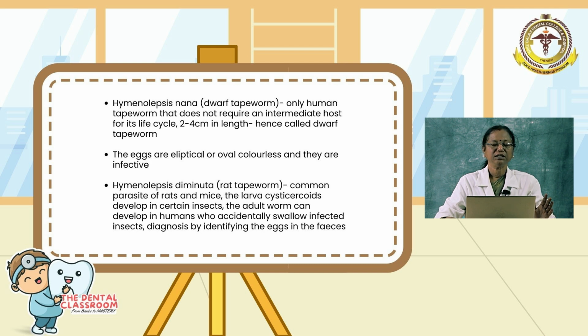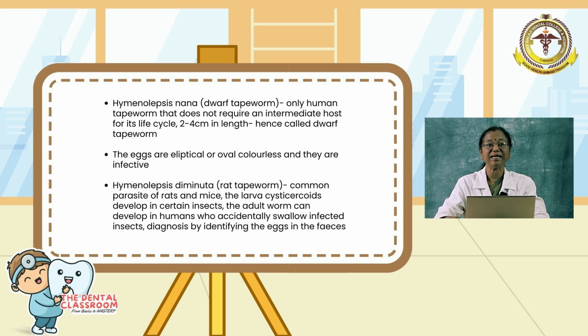usually it is referred to as a dwarf tapeworm, and its size is 2 to 4 centimeters in length. The eggs are elliptical or oval, colorless, and they are infective. The eggs of Hymenolepis are elliptical in shape. The next is Hymenolepis diminuta.